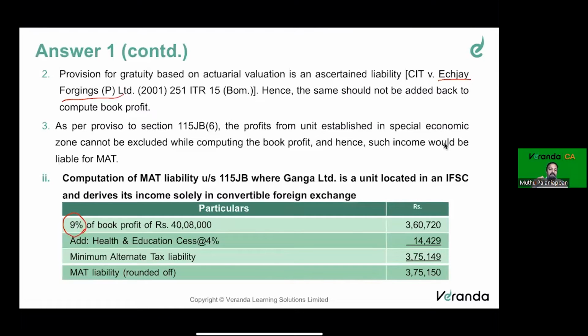Similarly, surcharges, everything has to be computed. So in this case, the minimum alternate tax rounded off will be 375,150 if it is located under IFSC. So that is with respect to the second alternative. So what was the third alternative?